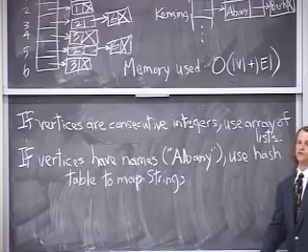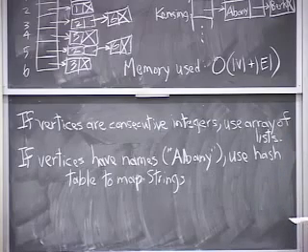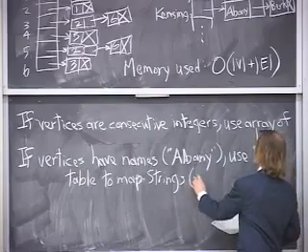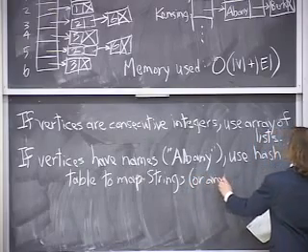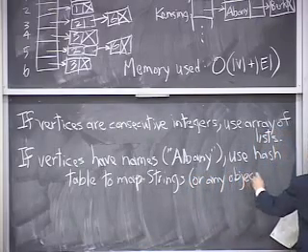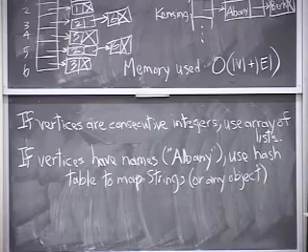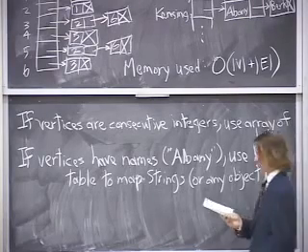And you can use a hash table for virtually anything. You can use it to map strings to their adjacency lists, or any object. Basically, any data structure you can dream up, you can use as a vertex in a graph. And then just use a hash table to map it to its adjacency list.